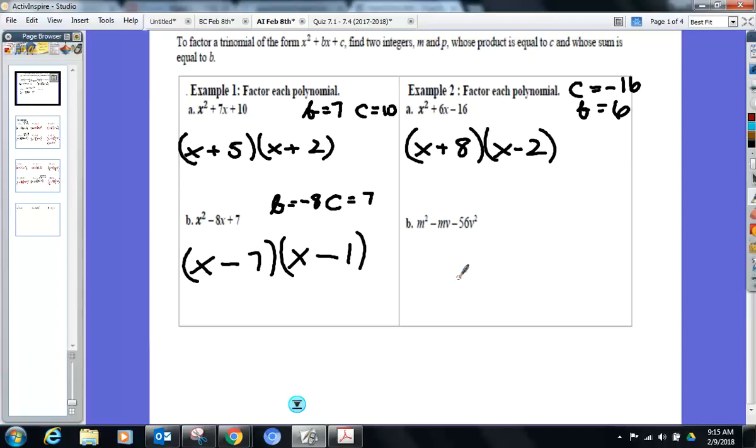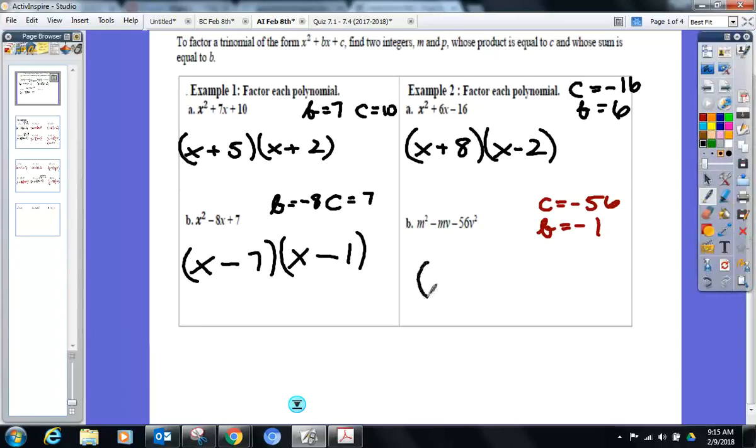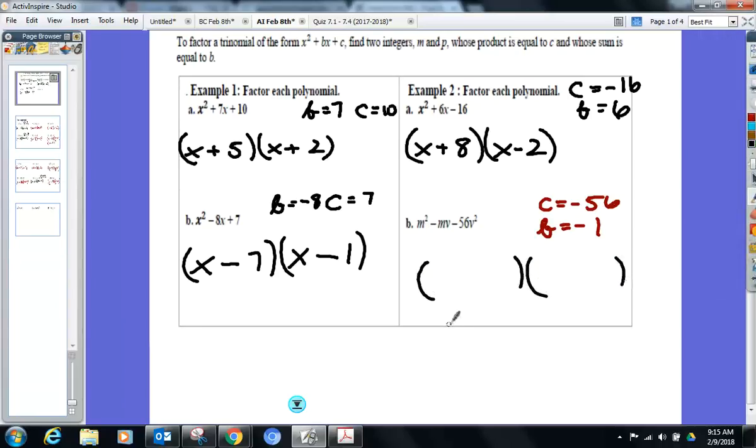The only thing that's freaking you guys out is there's multiple variables here. We're still going to treat this the same. Ready? What's that C value? Negative 56. And what's my B value? Treat it the same way. Ready? What's still going to go in my first 2 spots here? M's. Okay, can you start thinking about numbers right now? Multiply to 56, somehow give me a 1. You can do it.